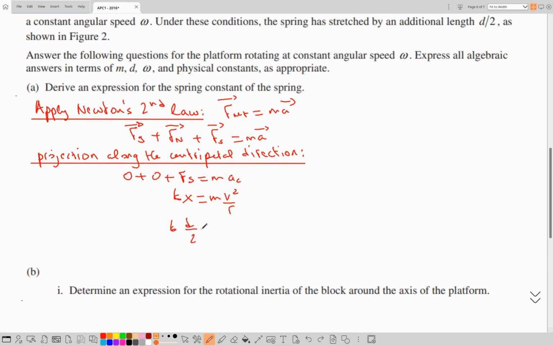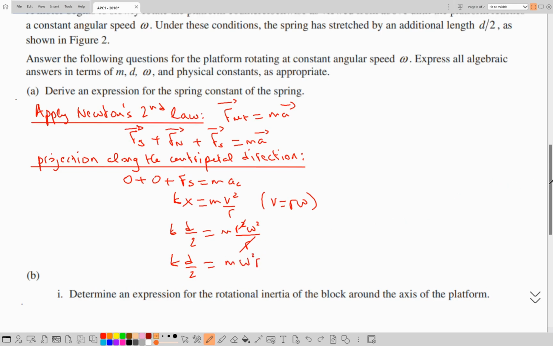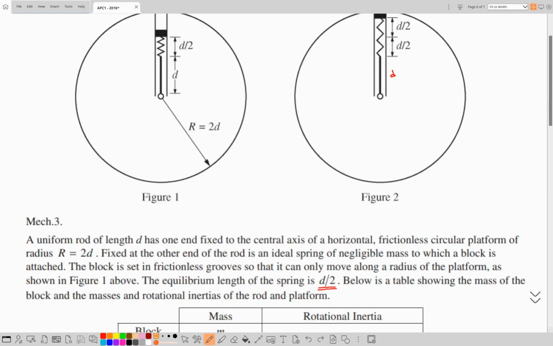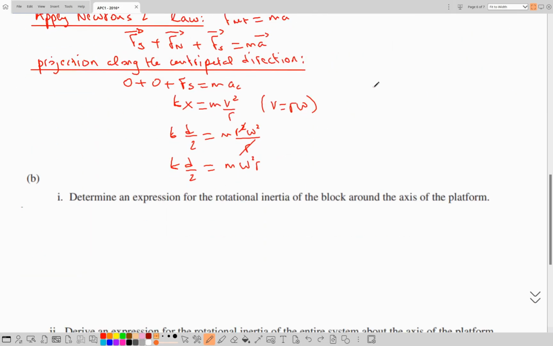Equals m. Okay, before I replace the value of r, let me say that v is equal to r omega. Then that would be r squared omega squared divided by r. Now this would cancel, and k d over 2 is equal to m omega squared multiplied by r. What does r represent? r is the distance from the object to the axis of rotation, which is basically given by the double of d. Then let me write here k d over 2 is given by m omega squared, the double of d.